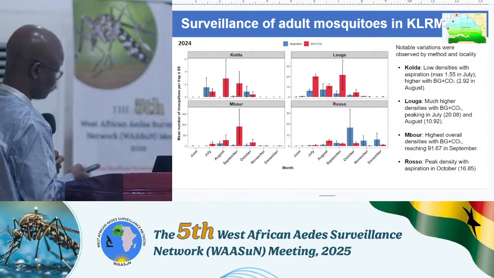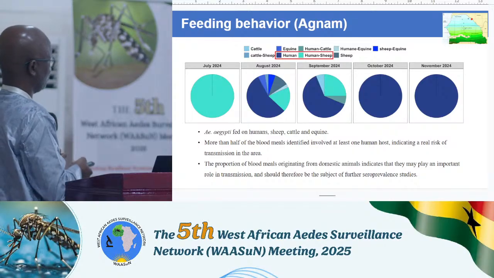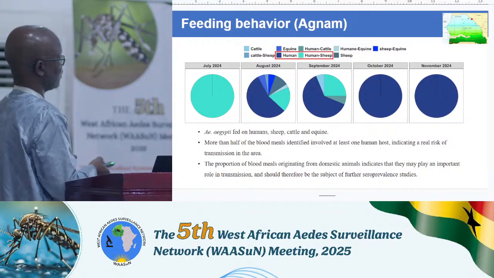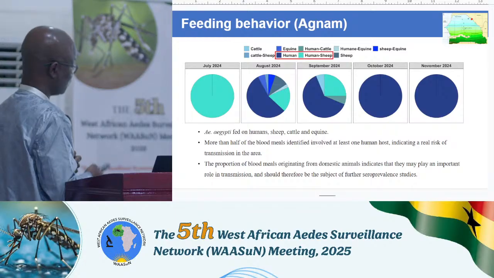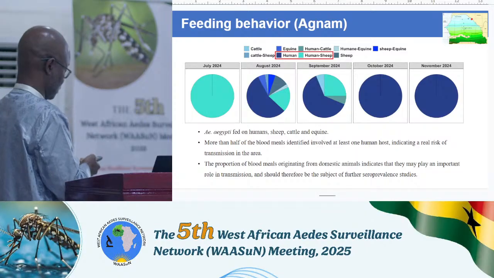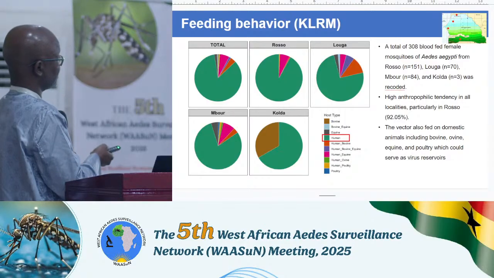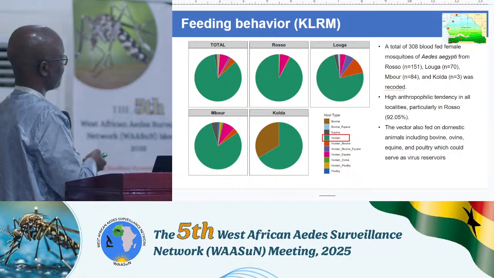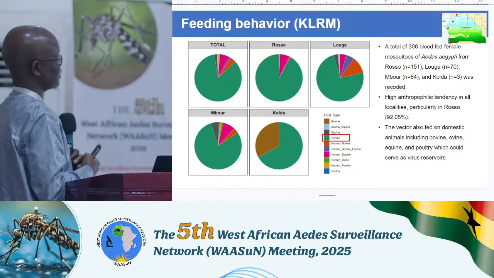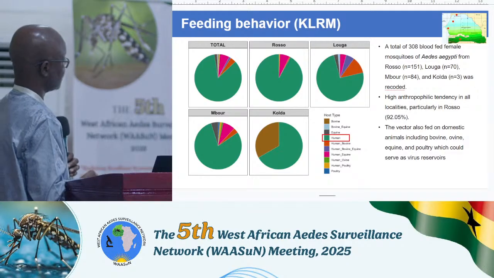And for feeding behavior, the same pattern was observed with Aedes aegypti that bites mainly the human population, which we have found also in the other localities, and which is quite different from the result we obtained in July 2024. And the same results were also observed in the CDC project, where we found here in green that the number of mosquitoes that bite humans is higher when we compare it with other hosts that have been bitten by Aedes aegypti.